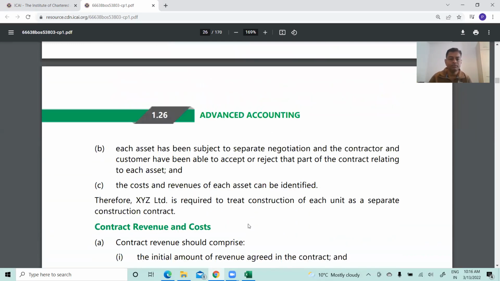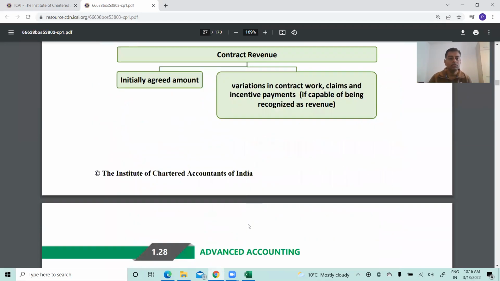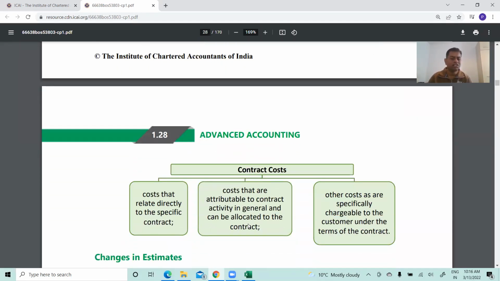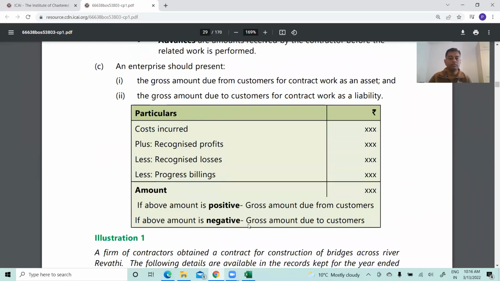This is a theory question. You read it. Construction cost. All these are theory questions. This one, put a star mark. This is important. In your notes, write down gross amount due to or gross amount due from customer. Put the heading: gross amount due to or gross amount due from customer.